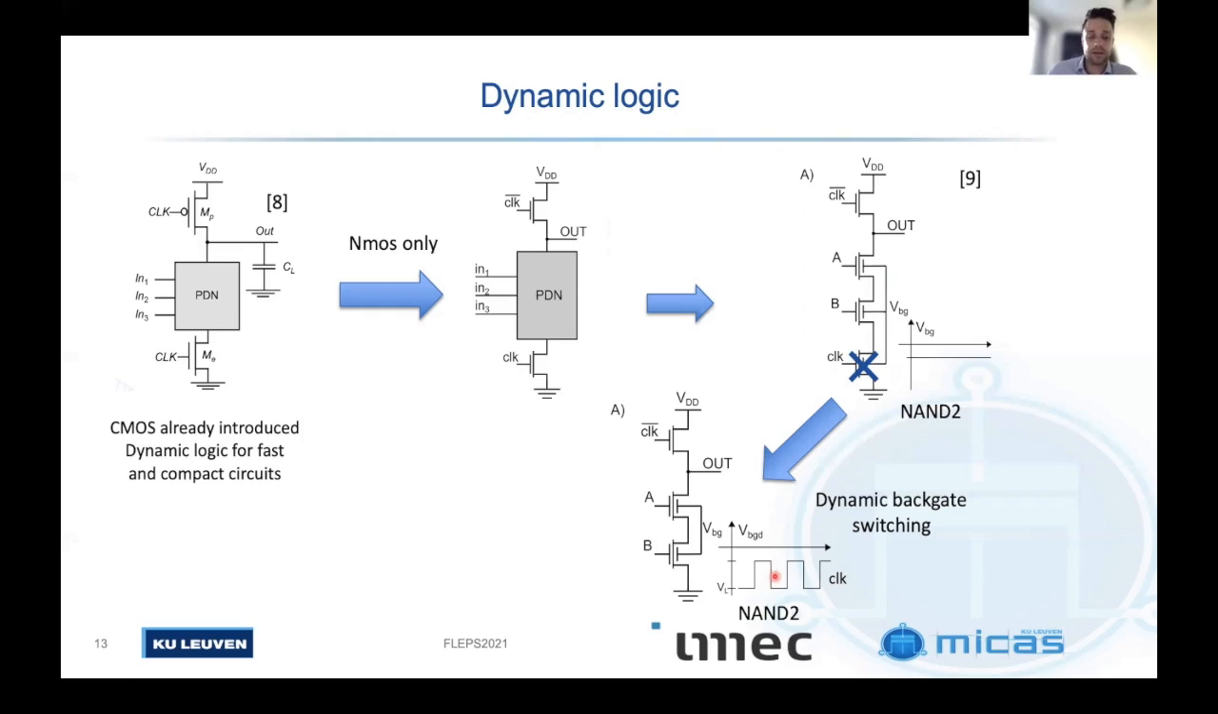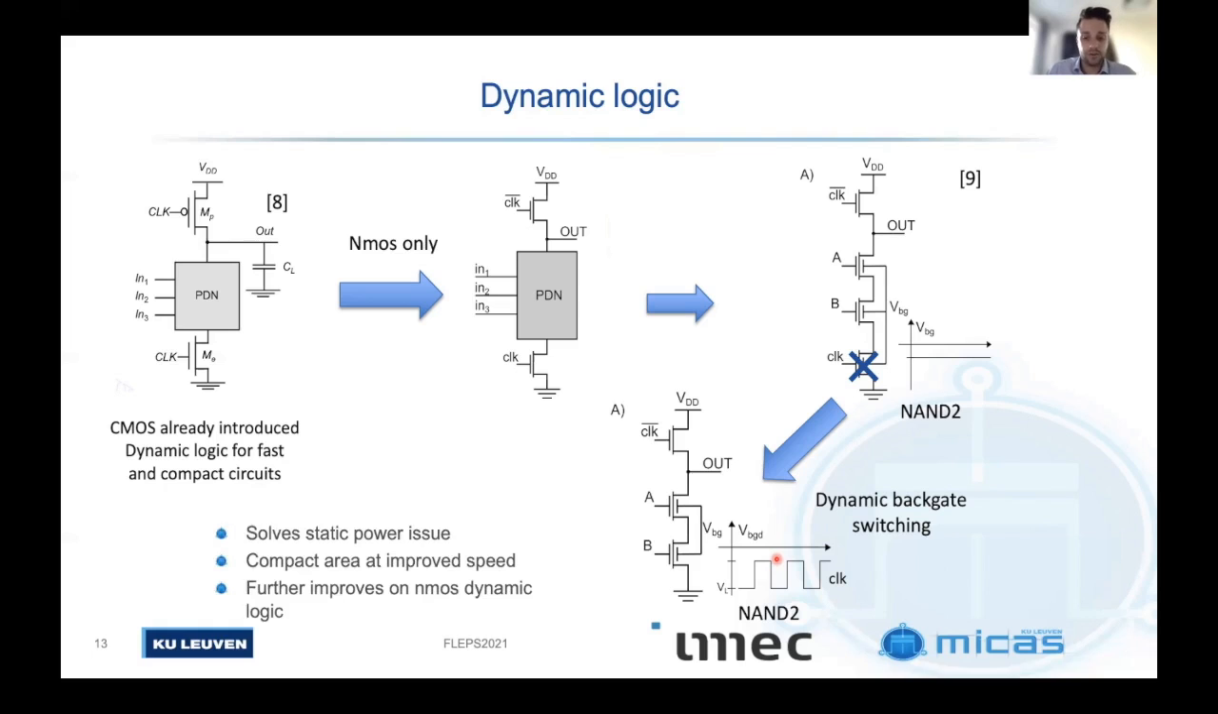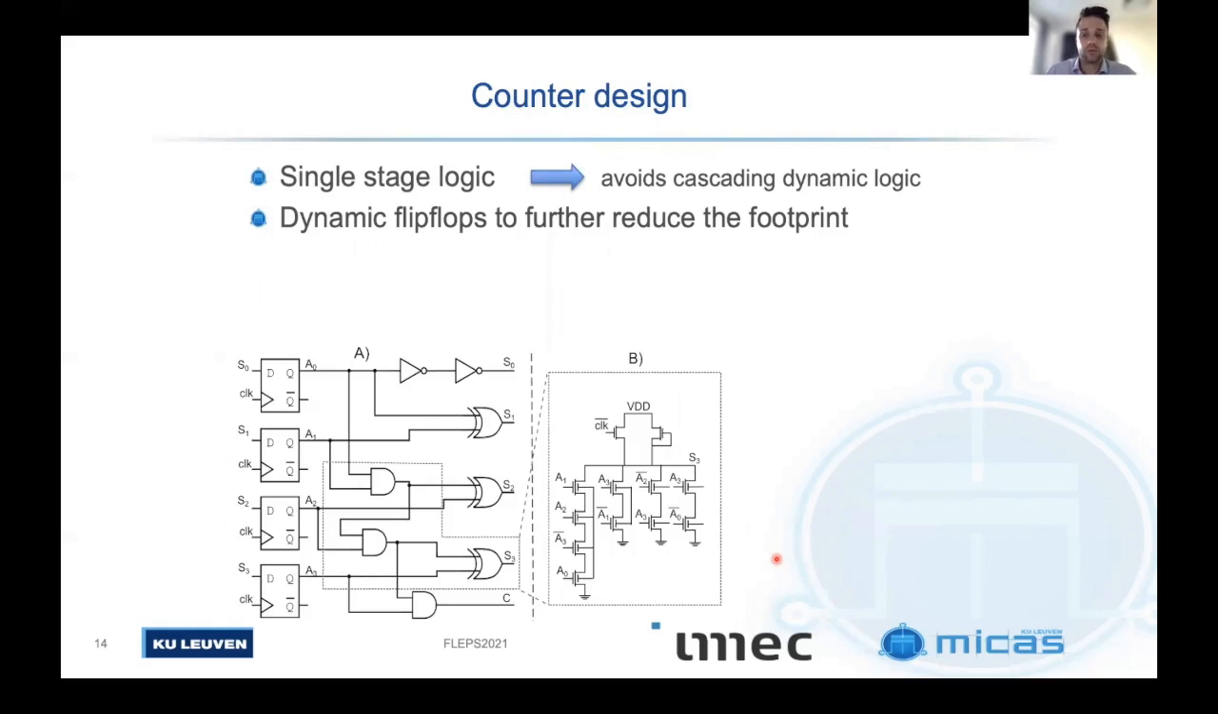Now, the backgate is no longer static. It previously had a static potential, but now has a clocked signal on the backgate, which goes to a very negative voltage to disable the pull-down network and a slightly negative voltage to counteract process variations. Now, we have made a full counter of this logic topology, and here we have chosen to create a single stage logic, as cascading dynamic logic is very challenging.